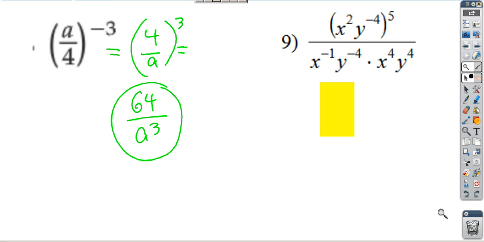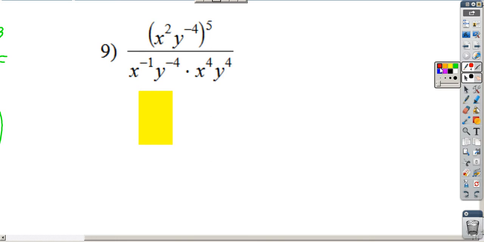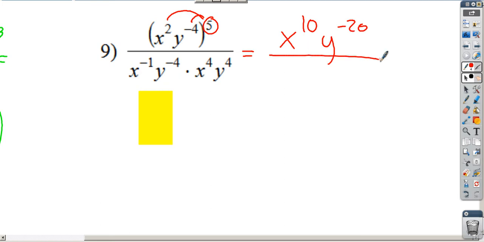Number 9 right here is a little bit more complicated, so let's just simplify the tops and the bottoms, kind of each piece at a time. So this one says we take the 5 and we multiply it by these. So we have x to the 2 times 5, which is 10. Y to the negative 4 times 5 is negative 20. On the bottom we can combine x to the negative 1 times x to the 4 by adding those exponents. Negative 1 plus 4 is positive 3. Y to the negative 4 times y to the fourth, we can add negative 4 and 4, and we get 0, but remember, anything to the 0 equals 1, so we don't even really need that there.